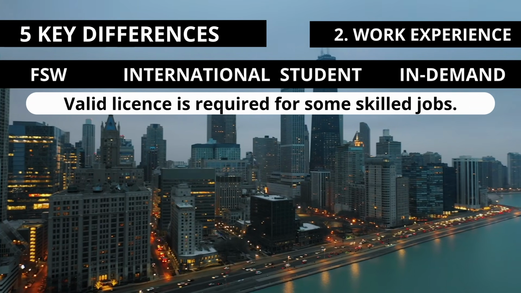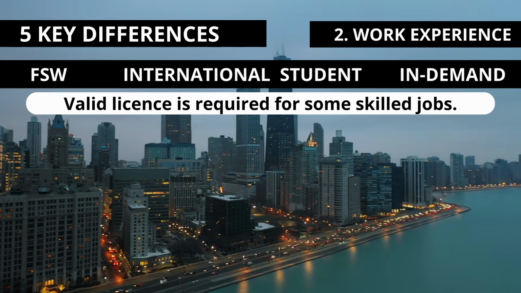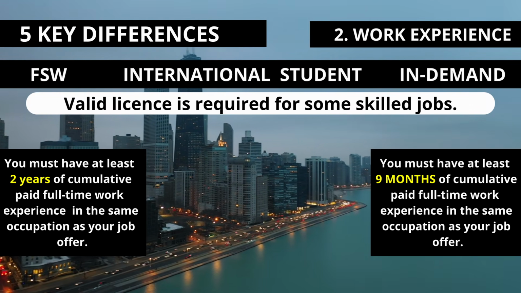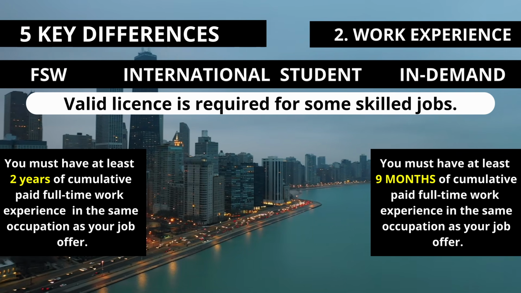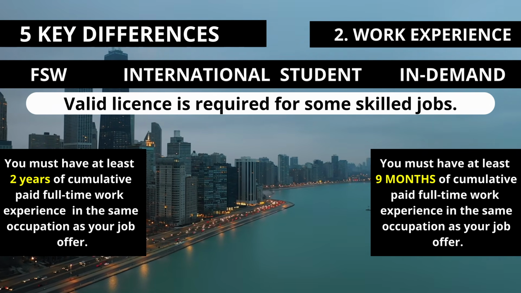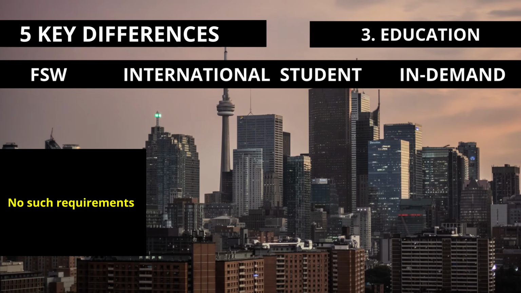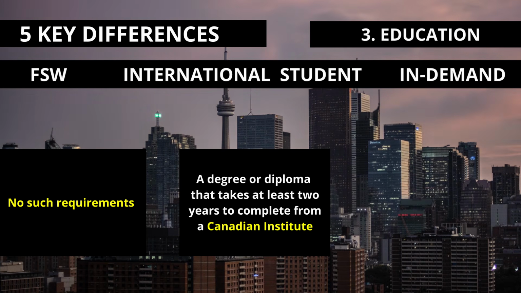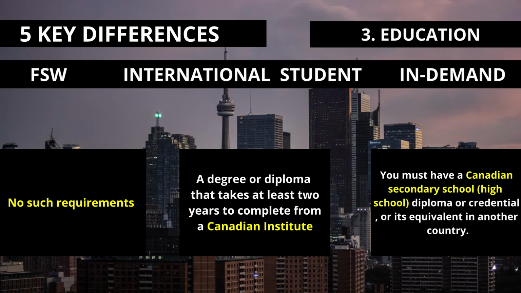Secondly, a valid license is necessary if required, and the candidates should demonstrate work experience in the same occupation that they have a job offer for. The work experience required is different for each stream, as you can see on your screens right now. Then comes education. There are no specific requirements for FSW streams as such, but in order to apply for the international student stream, you need a degree or diploma from an eligible Canadian institution. For the in-demand skill stream, you're only supposed to have a Canadian secondary school diploma or its equivalent in another country.